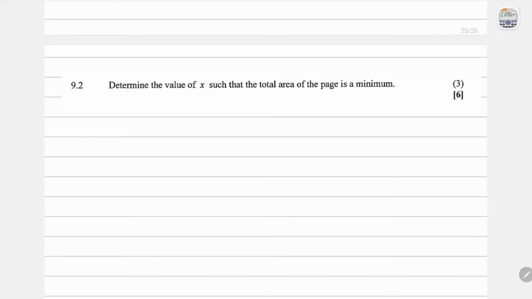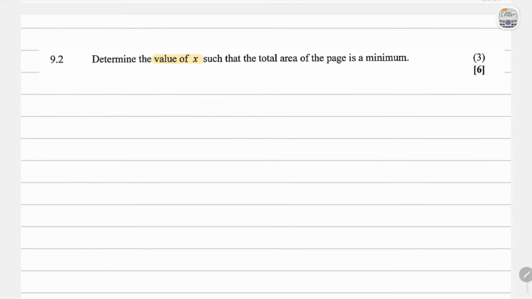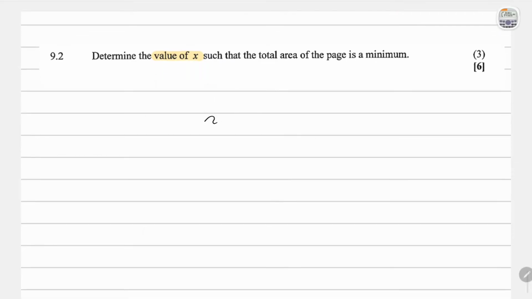Question 9.2 says, determine the value of x such that the total area of the page is a minimum. But you just need to determine the value of x, not the actual minimum area, okay? So the value of x such that the total area is a minimum.